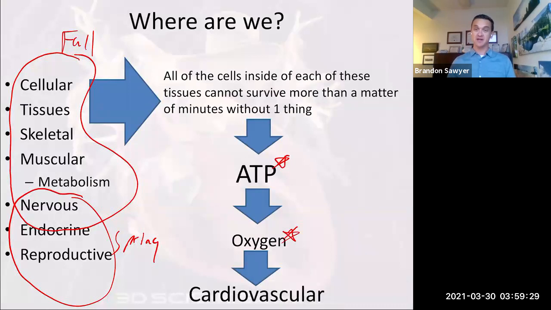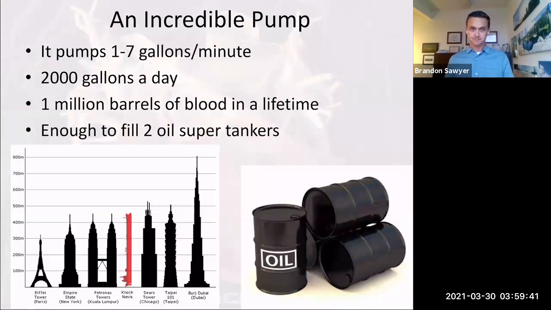And how do we get oxygen around the body? Well, we've got to get it to travel around the body via the cardiovascular system. Part of that cardiovascular system is the heart, pumping the blood around the body. So it's quite an incredible pump. It pumps about, depending on your size, 1 to 7 gallons per minute of blood. That averages around 2,000 gallons a day of pumping. In a lifetime, that's about 1 million barrels of blood. So we talk about barrels, these big 55-gallon drums. And how much is that?